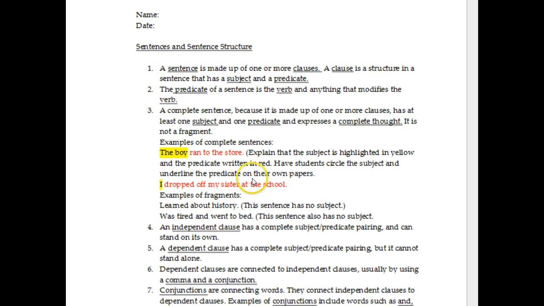But for some reason, here's what happens in their head. You write this: The boy ran to the store, and you go, what's the subject? Boy. What's the predicate? Ran to the store. Excellent. Is it a complete thought? Yes. Good. Go ahead and look for that in your writing.